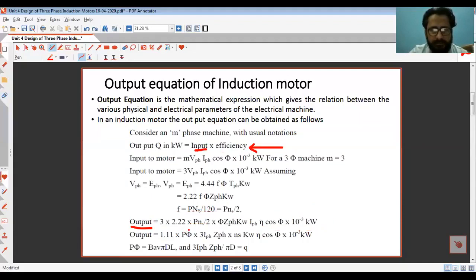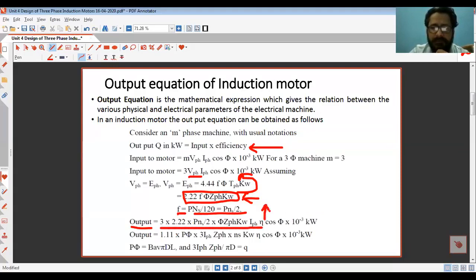You can see here the input to the motor is this. We have replaced VPH here with this equation and F with this very equation. So by substituting, you'll get this very equation, and eta is equal to the efficiency. It is efficiency basically. So by simplifying this equation, you'll get a new equation, which is given here.